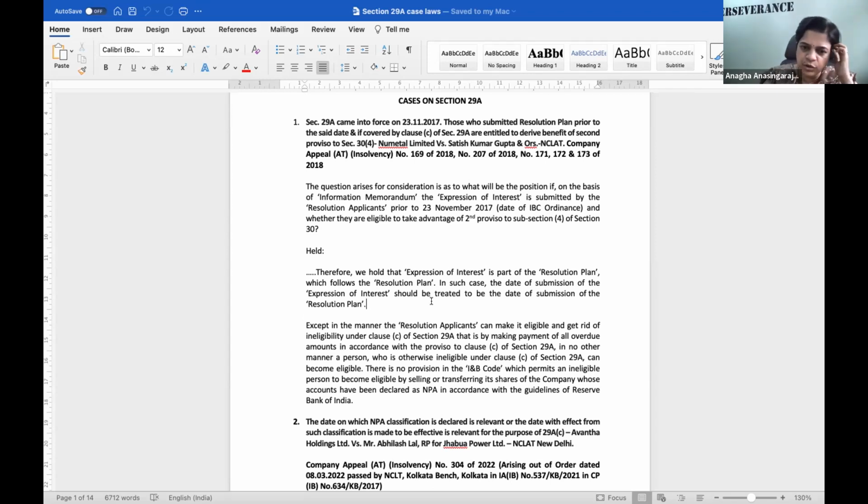So in this case, the question was what should be the relevant date to be considered. The only manner in which resolution applicants can get rid of ineligibility under 29AC is by making payment of all the overdue amounts in accordance with 29AC. If they are able to make that overdue payment within one month or before submission of the resolution plan, then they can be eligible under 29A, but in no other case. There is no mechanism provided to make an ineligible person eligible under any other clause. So just by selling the shares, or the shares held in the CD, or transferring those shares now and trying to get that account out of NPA, cannot be a ground or make them eligible under 29A.